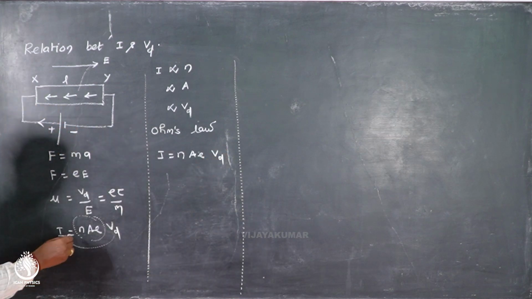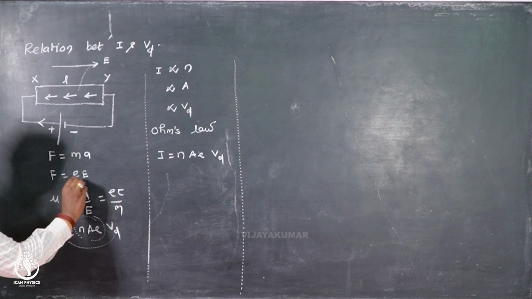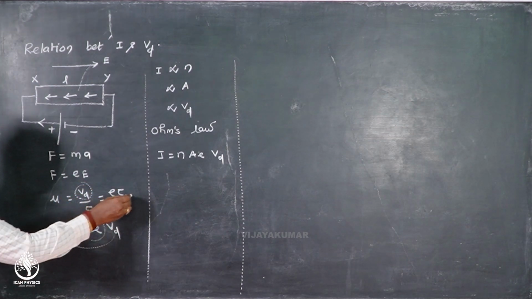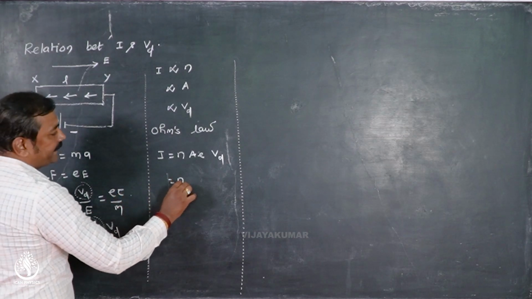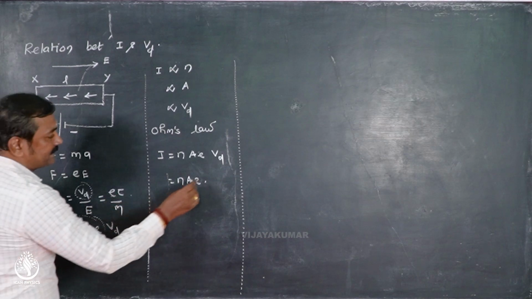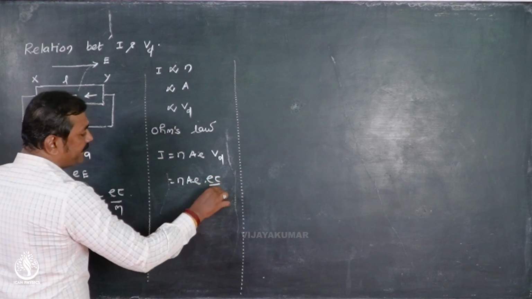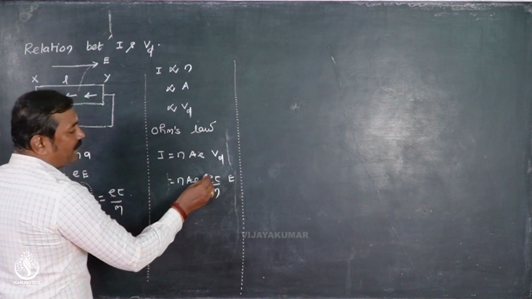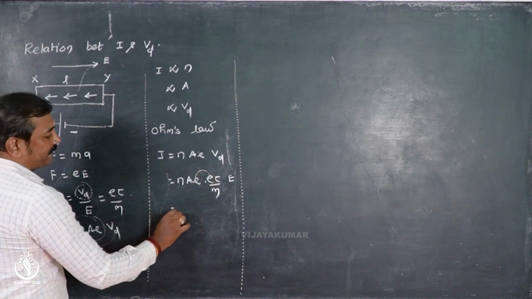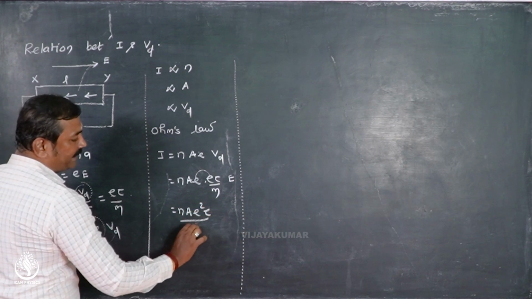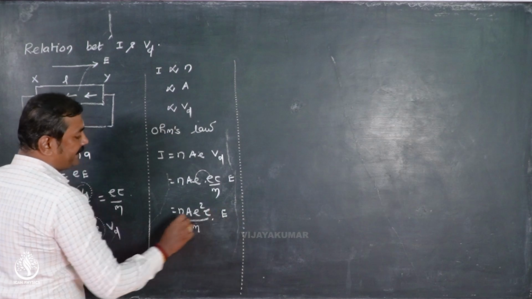Instead of drift velocity, we can substitute e tau by M into E. So NAe into drift velocity, that is e tau by M into E. The e in the division comes as multiplication, and e into e becomes e squared. So I equal to NAe squared tau by M into E.